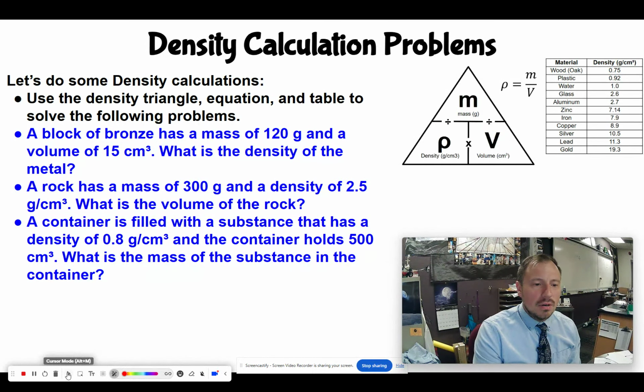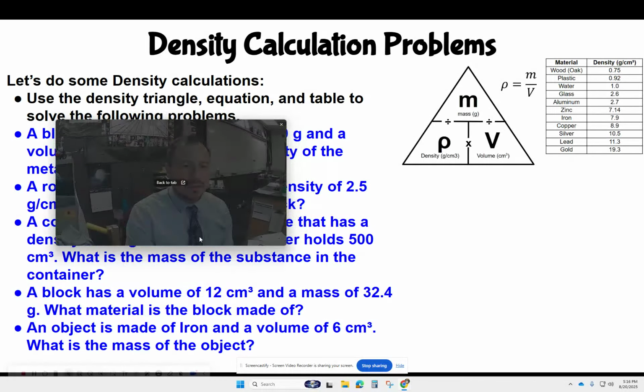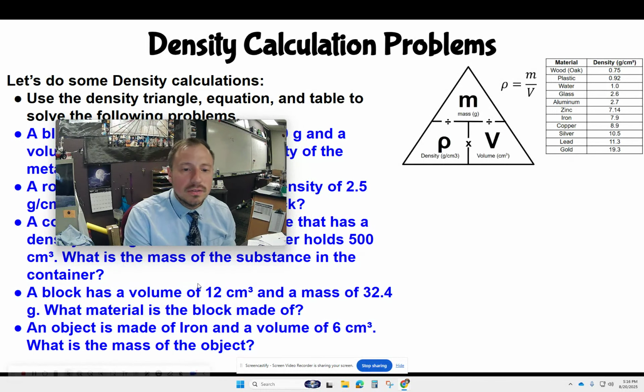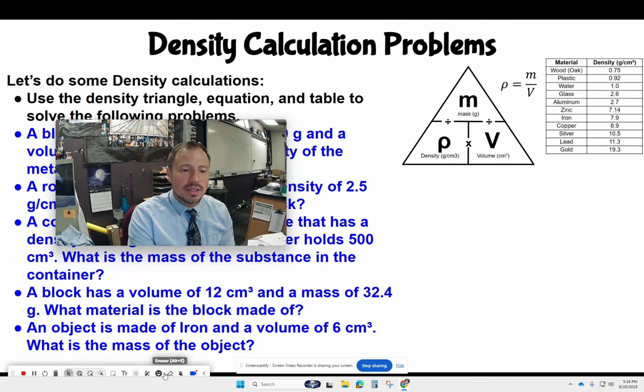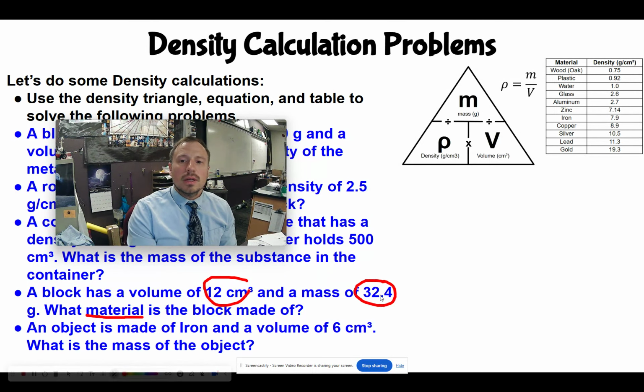So let's go over a couple of trickier ones here, right? Let's look at these bottom two. A block has a volume of 12 centimeters cubed and a mass of 32.4 grams. What material is the block made out of? So I'm looking for the material here. Now I know the volume and I know the mass. So here's the thing.